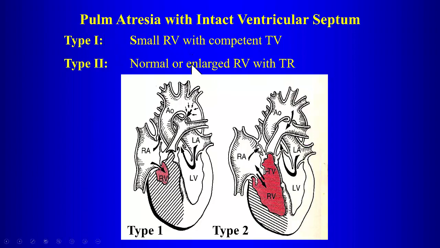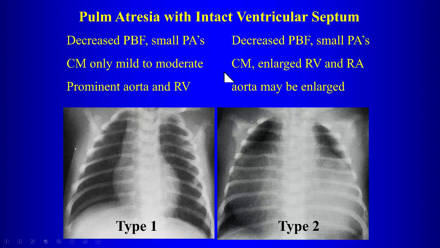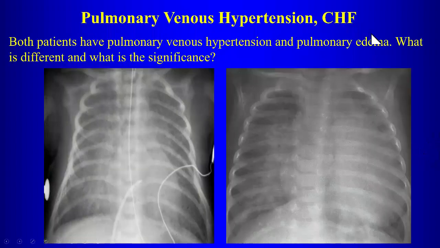Type 2, these patients have an incompetent tricuspid valve, and so that tricuspid regurgitation then results in enlargement of the right heart. So with type 1, there is no cardiomegaly. With type 2, there is cardiomegaly with right heart enlargement. So that's pulmonary atresia with intact ventricular septum. With type 1, decreased pulmonary blood flow, heart's not that big. This looks like tetralogy of Fallot with decreased pulmonary blood flow, and the heart is not that big. With type 2, decreased blood flow, cyanosis, the heart is big, especially the right atrium. This looks like Epstein's, right? So that's type 1 and type 2 for pulmonary atresia with intact ventricular septum.